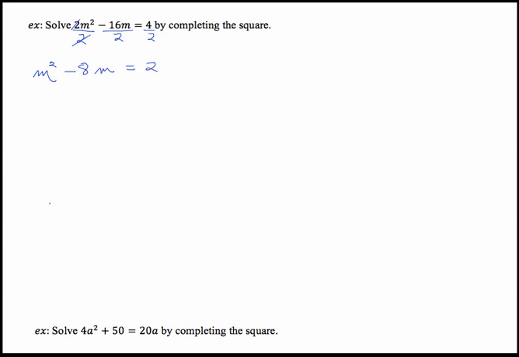So now we take this coefficient of m, which is negative 8, divided by 2 to get negative 4. Circle that. Then we square it. Negative 4 squared is 16. So let's add that to both sides. So we have m squared minus 8m plus 16 equals 2 plus 16.